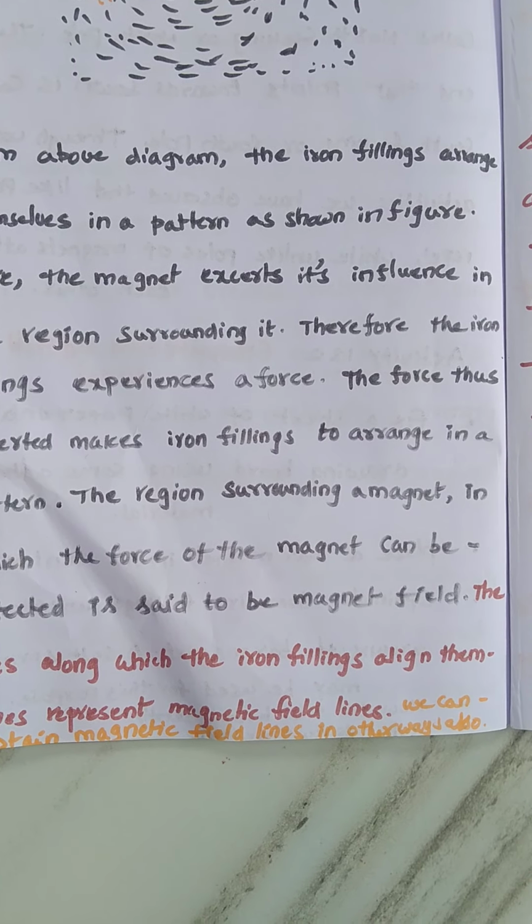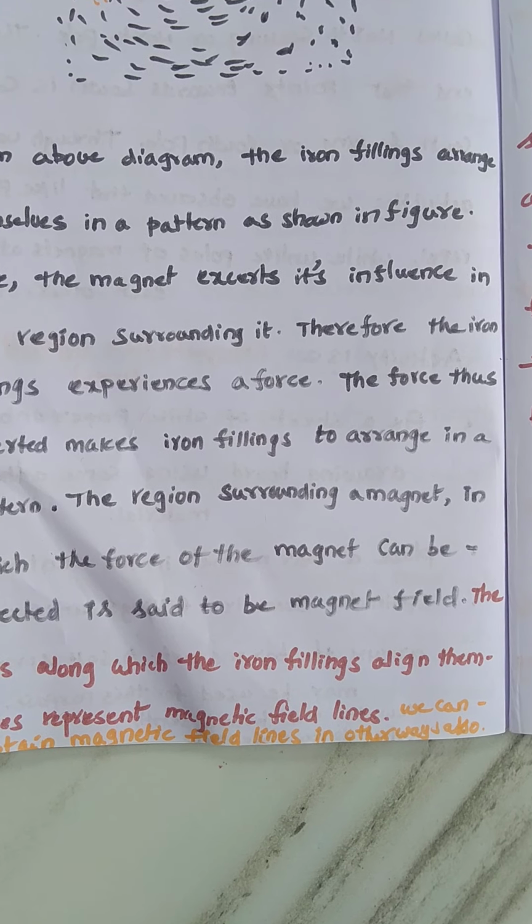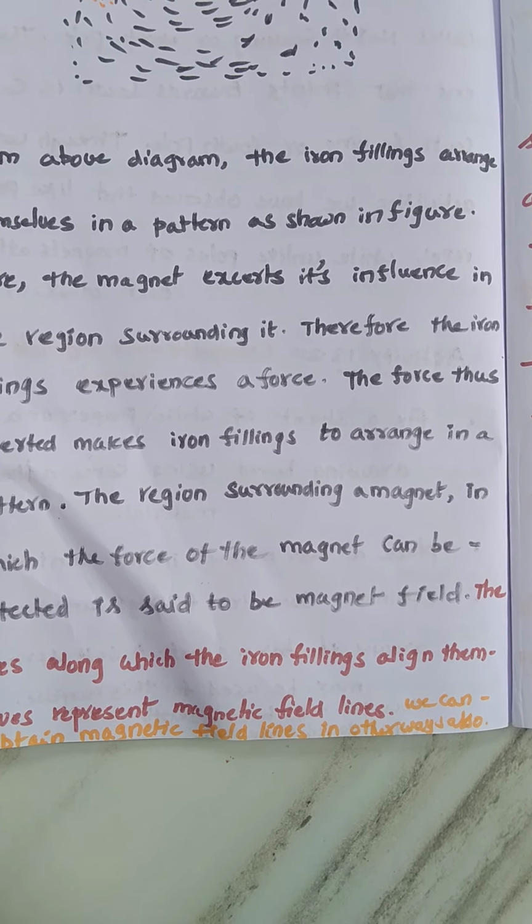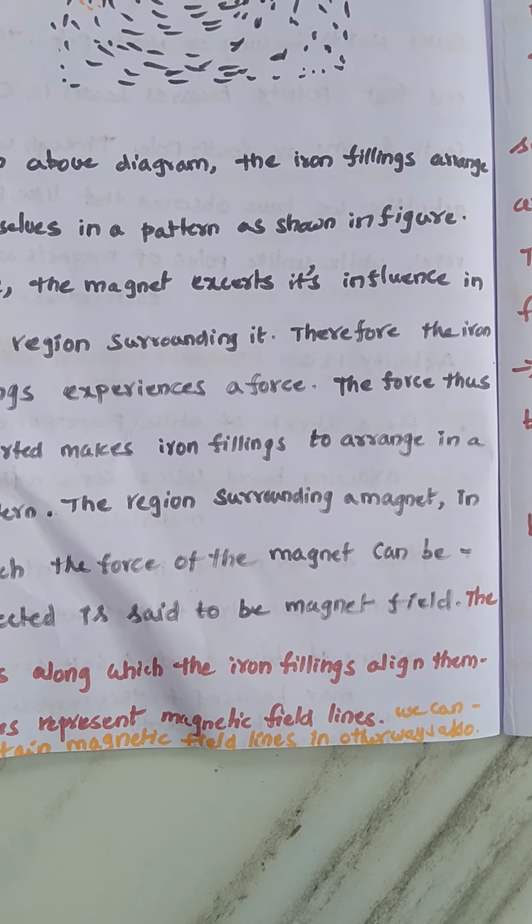So this is about the magnetic field and magnetic field lines. As I already said before starting this lecture, we can obtain magnetic field lines in other ways also. How we can obtain them is very important, and now I'm going to discuss it.